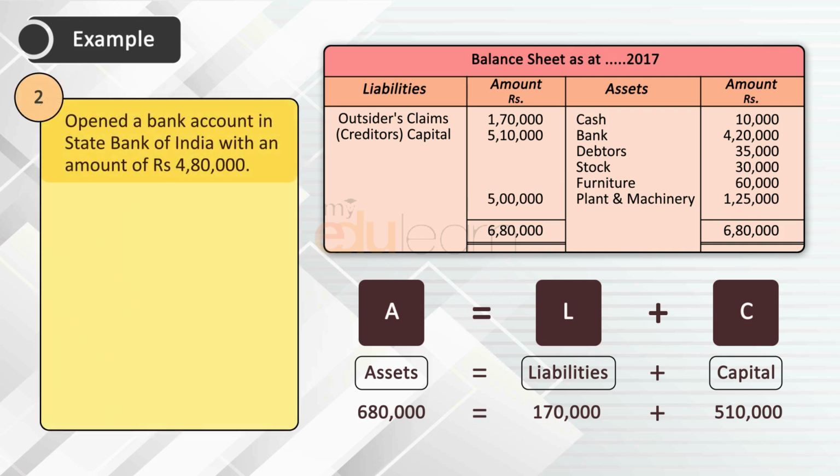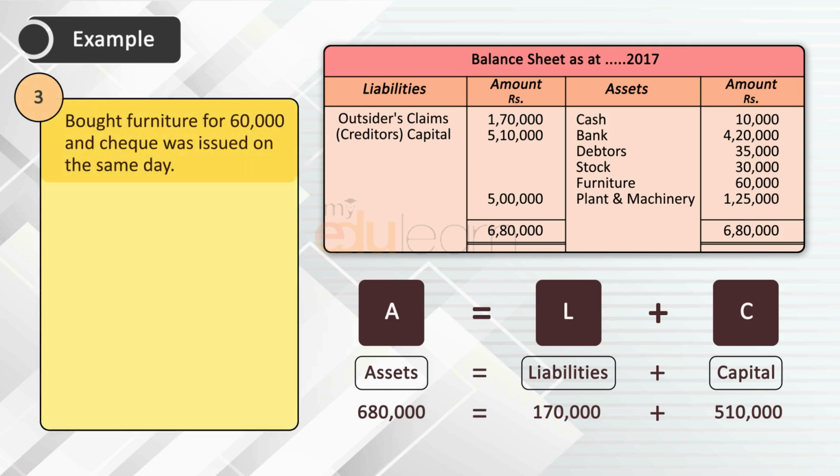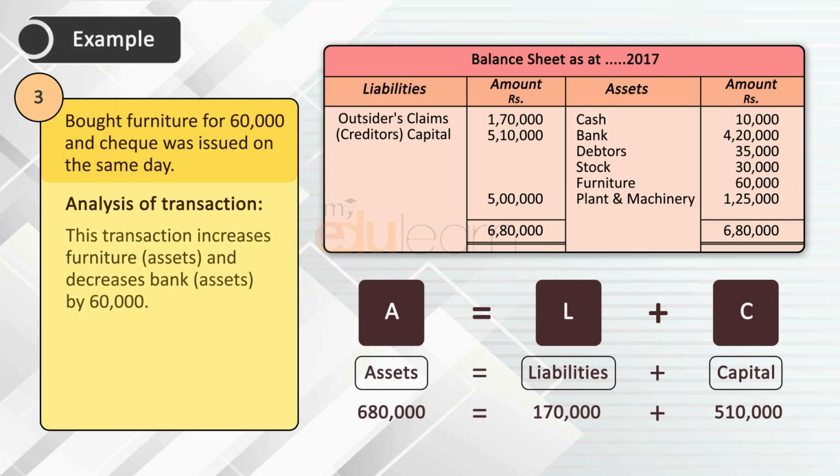2. Opened a bank account in State Bank of India with an amount of rupees 4,80,000. Analysis of transaction: this transaction increases the cash at bank asset and decreases the cash asset by 4,80,000. 3. Bought furniture for 60,000 and a check was issued on the same day. Analysis of transaction: this transaction increases furniture assets and decreases bank assets by 60,000.